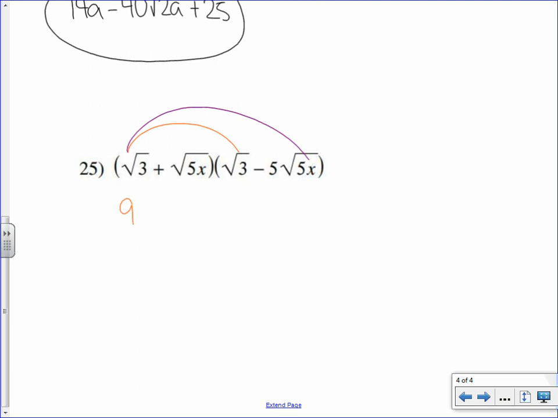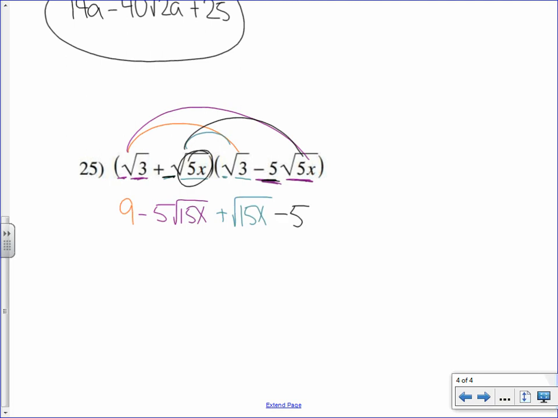Do the outers. We're going to have this 1 times this minus 5. That's minus 5. Square root of 3 times the square root of 5x is going to be the square root of 15x. 3 times 5x. Here, 1 times 1, that's just 1. And then 5x times 3, that's the square root of 15x again. And then 1 times minus 5, that's minus 5.